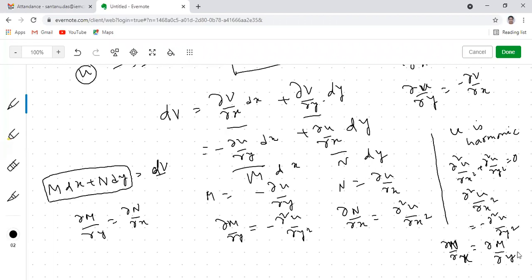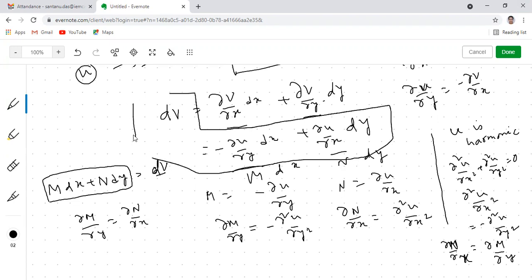So the given differential equation, the actual differential equation written over here, will always be exact because u is a harmonic function. So it will satisfy this condition, and these two will be equal: del m del y equals del n del x. Since this is an exact differential equation, we know how to solve it, so by using the same method we can solve it.